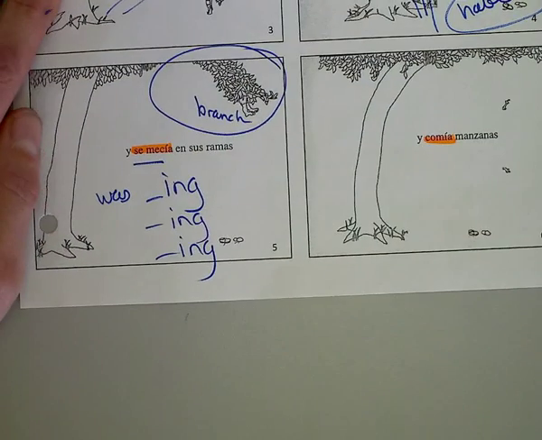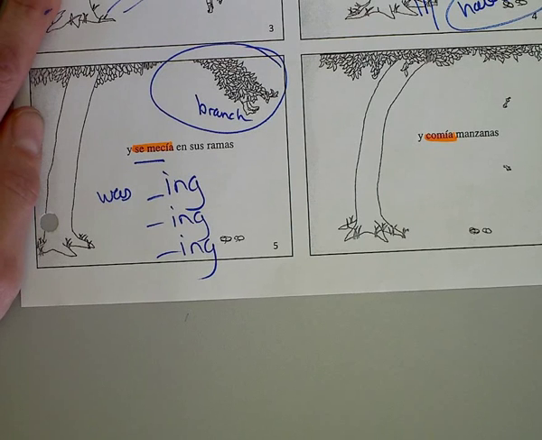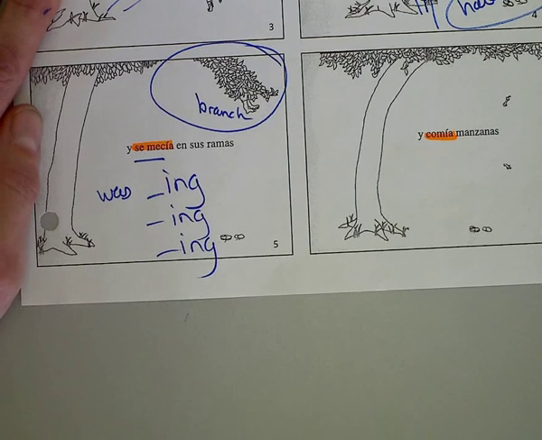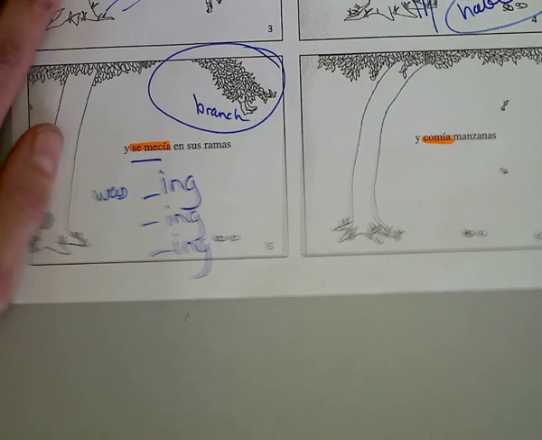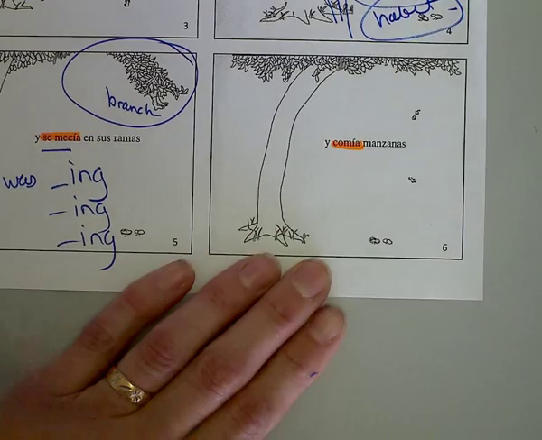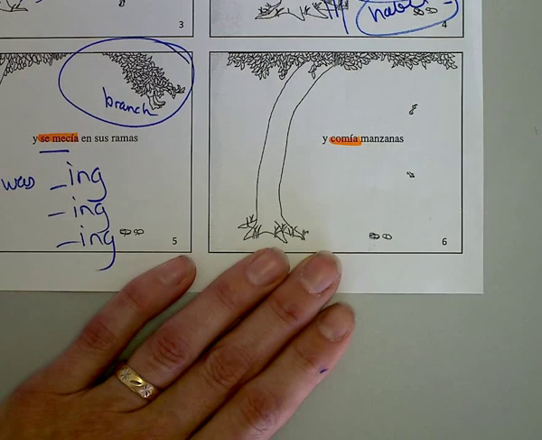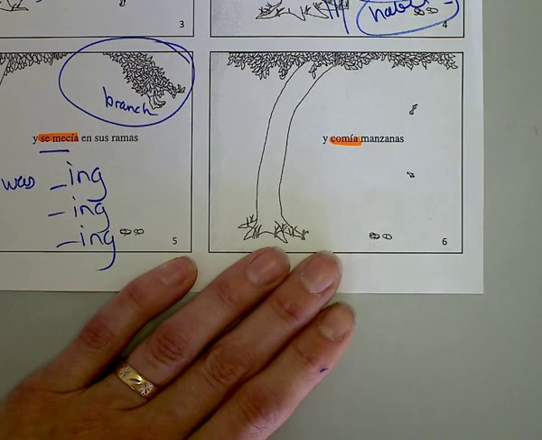He's swinging, he's dangling. You've got your -ing. And he ate the apples. But if he ate the apple, that means he ate one apple and didn't eat any more. To eat the apples.